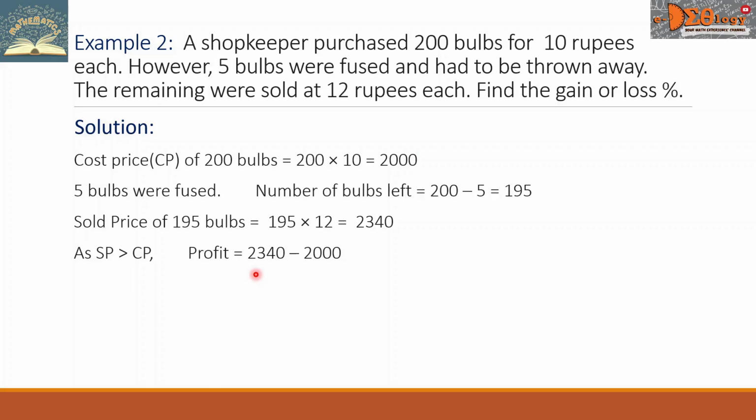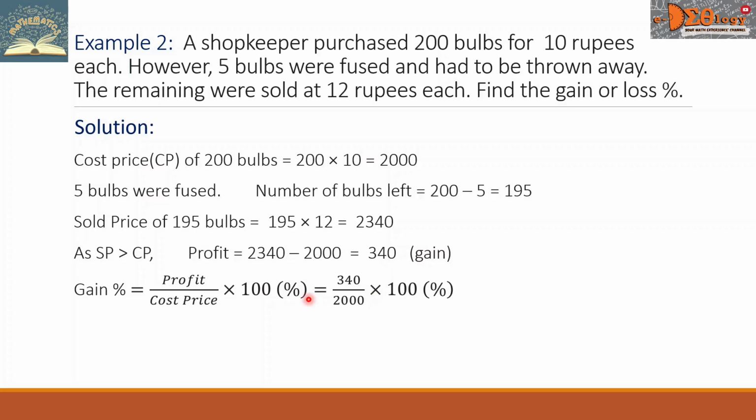To compute this, we compute the difference of 2,340 minus 2,000. And the answer is 340. This is the profit or gain. That means we will compute for the gain percent. And this is our formula. Let us substitute the corresponding values. The profit is 340 over the cost price of 2,000 times 100. After we simplify, we affix the percent sign. And the answer is 17%.